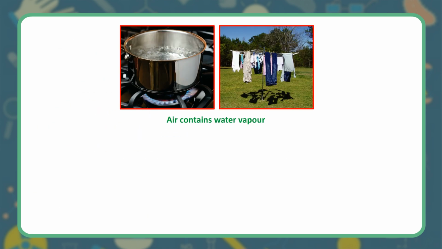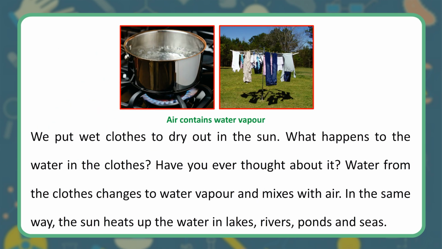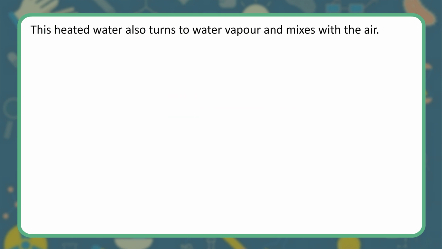Air contains water vapor. We put wet clothes to dry out in the sun. What happens to the water in the clothes? Have you ever thought about it? Water from the clothes changes to water vapor and mixes with air. In the same way, the sun heats up the water in lakes, rivers, ponds and seas. This heated water also turns to water vapor and mixes with the air.